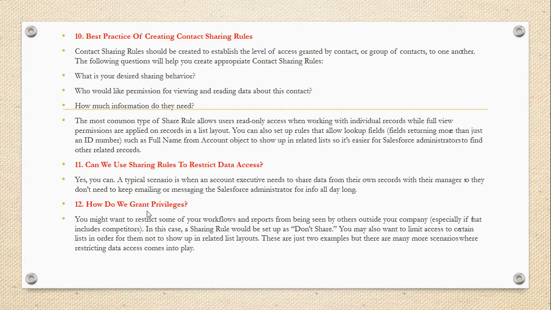Next question. How do we grant privilege? You might want to restrict some of the workflows and reports from being seen by others outside of your company, especially if that includes competitors. In this case, sharing rules would be set to down shares. You may also want to limit access to certain lists or orders, so they do not show in the related list and layout. These are just two examples, but there are many more scenarios where restricting data access comes into play.